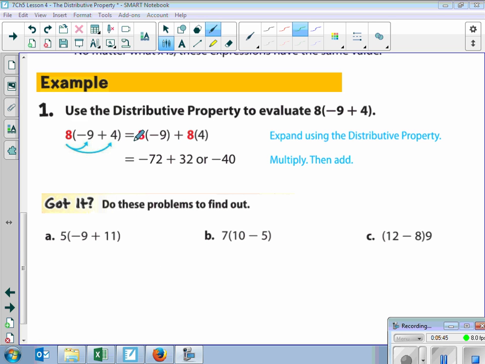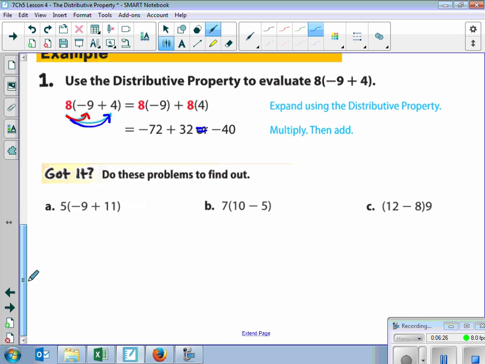The distributive property, we're going to use this example here. We have 8 times the quantity negative 9 plus 4. So here, we're going to take the 8 on the outside of the parentheses, and we're going to multiply it times everything on the inside of the parentheses. So here we have 8 times a negative 9, right there, and then we're going to add 8 times 4. So we end up with a negative 72 plus a 32. So negative 72 plus 32 is equal to negative 40. Okay? So let's do these examples together.